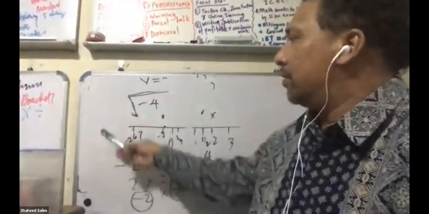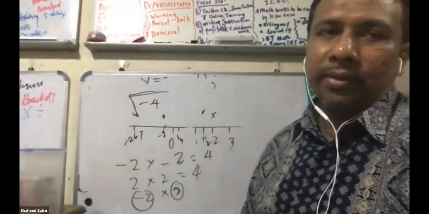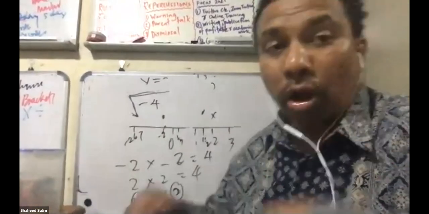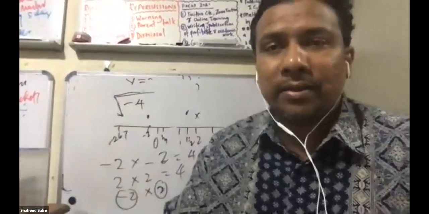Rational numbers are numbers that you can represent on the number line. Irrational numbers, you can talk about them, but they don't exist.